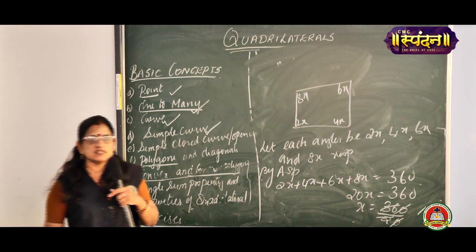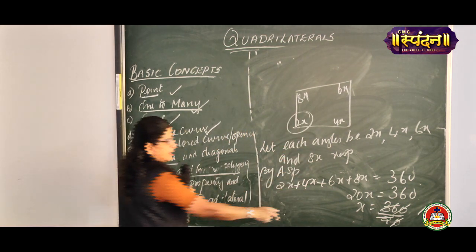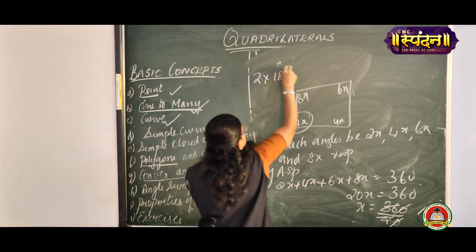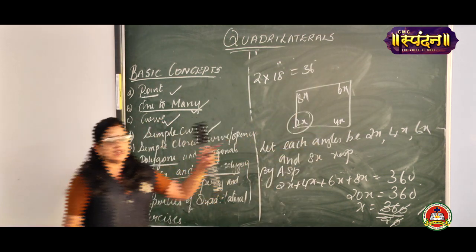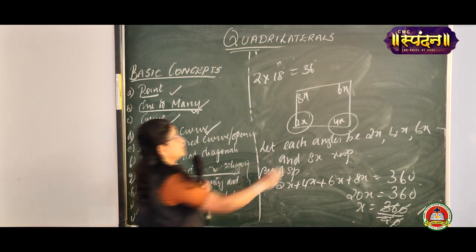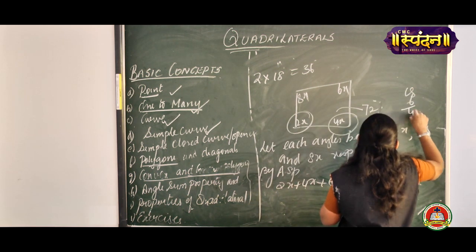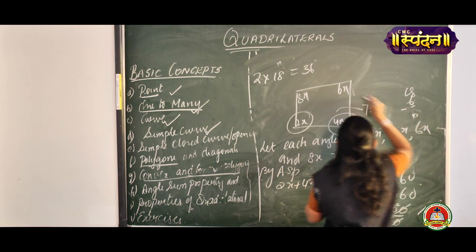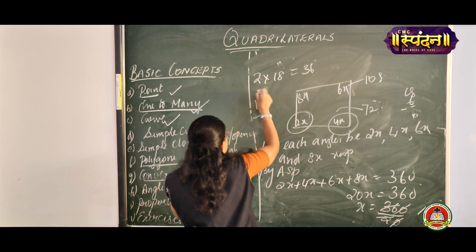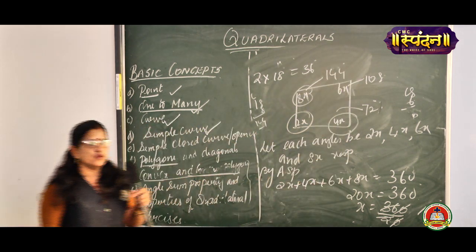Now you should not leave the answer as it is here. You have to go and find the value of each angle by putting the value of 18 in x. So if it is 2x, 2 into 18 is equal to 36 degree. So this angle will be equal to 36 degree. 4x, 4 into 18, 72 degree. And 6x, 18 into 6 is 108 degree. And 8x, 144 degree. So all the 4 angles you are getting.